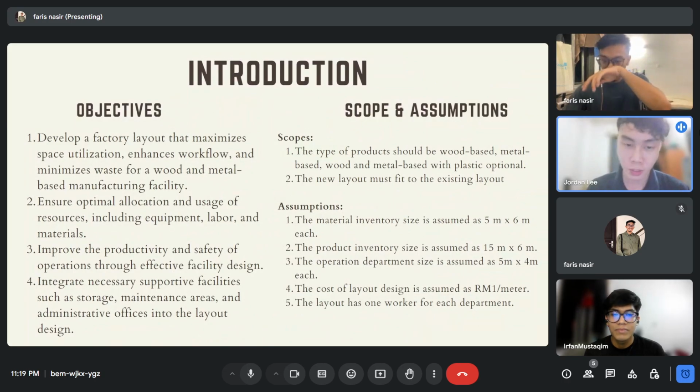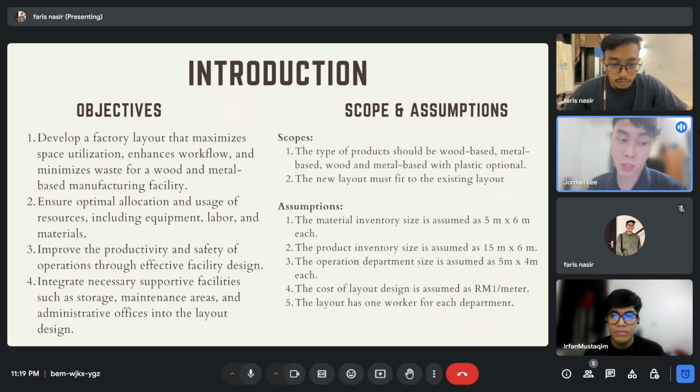So for the introduction of this project, there are four main objectives: to develop a factory layout that maximizes space utilization, enhances workflow, and minimizes waste for a wood and metal-based manufacturing facility. Also, to ensure optimal allocation and usage of resources, including equipment, labor, and materials. Doing so will also improve the productivity and safety of operations through effective facility design. The last objective will be to integrate necessary supportive facilities such as storage, maintenance area, and administrative office into the layout design.